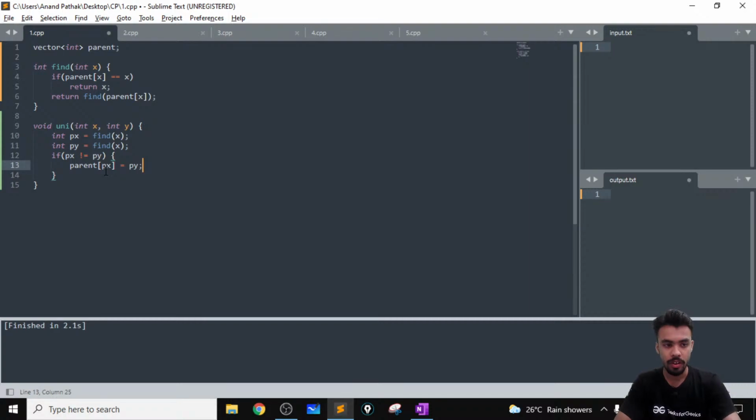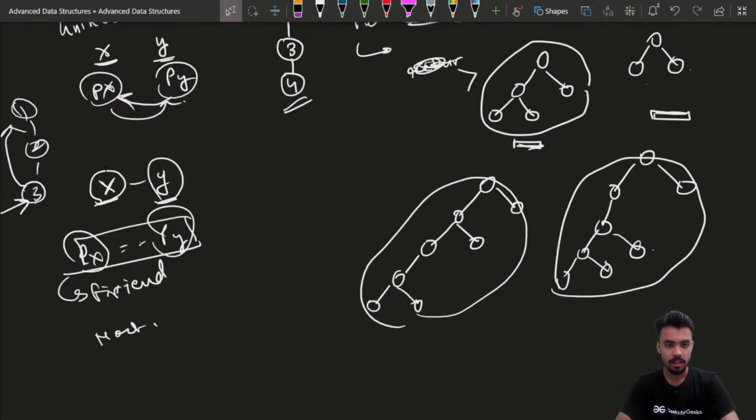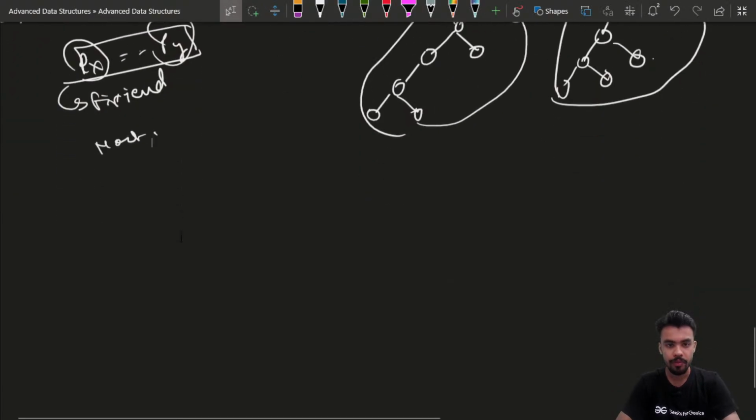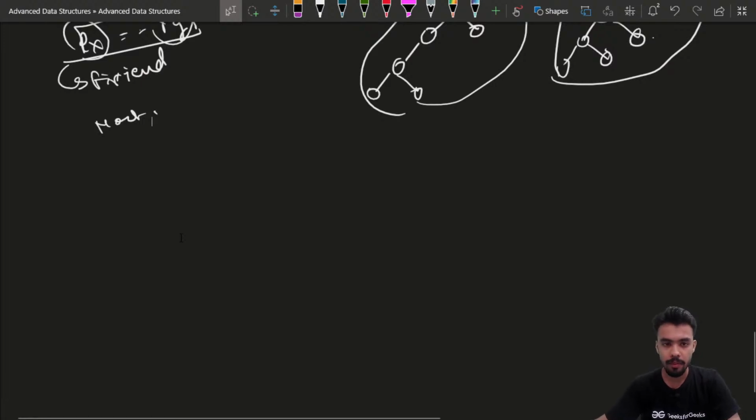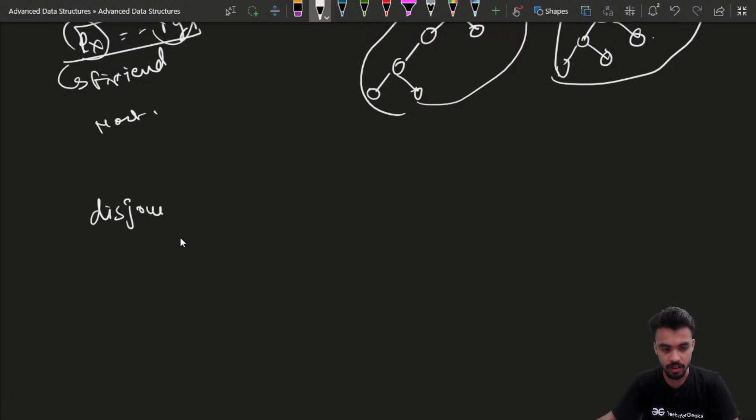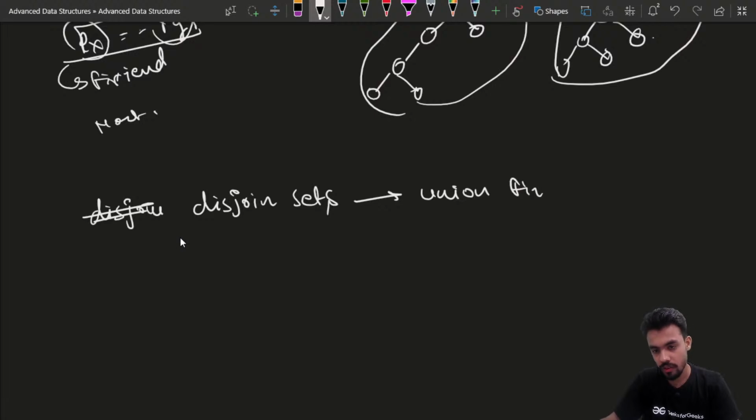So these are the two operations in this disjoint set union. That's why sometimes this disjoint set union is also called the union find structure. Why? Because in this we are implementing two functions, one is the union and another one is the find. So that's why this is called that.